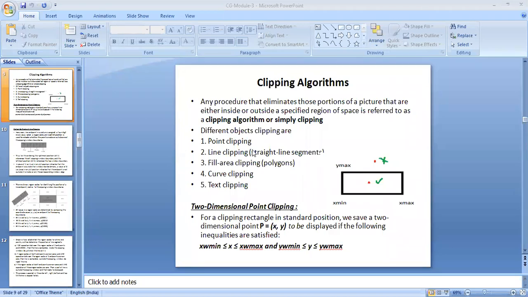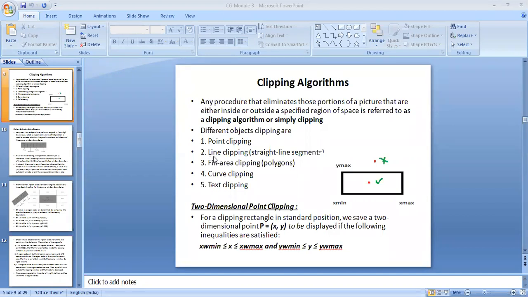So this is how I can clip a point. Clipping a point means I can delete a point. If that point is between x min and x max and y min and y max, so within my space, I can retain that point, or else I can remove it. The next thing is very important for us: the next two algorithms, line clipping and polygon clipping.